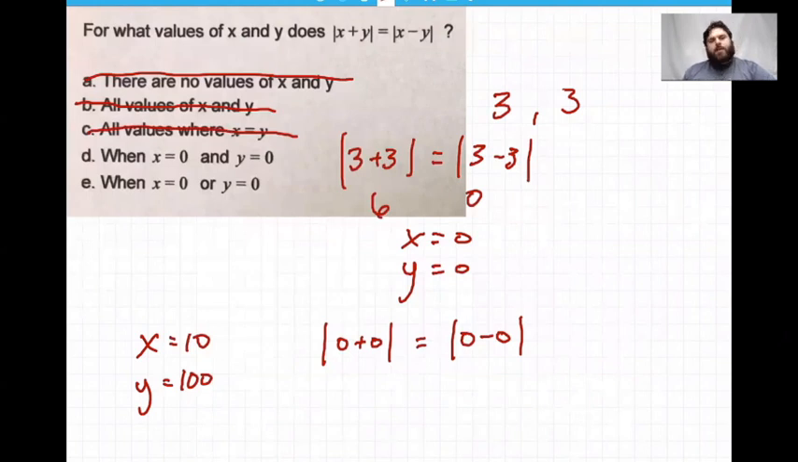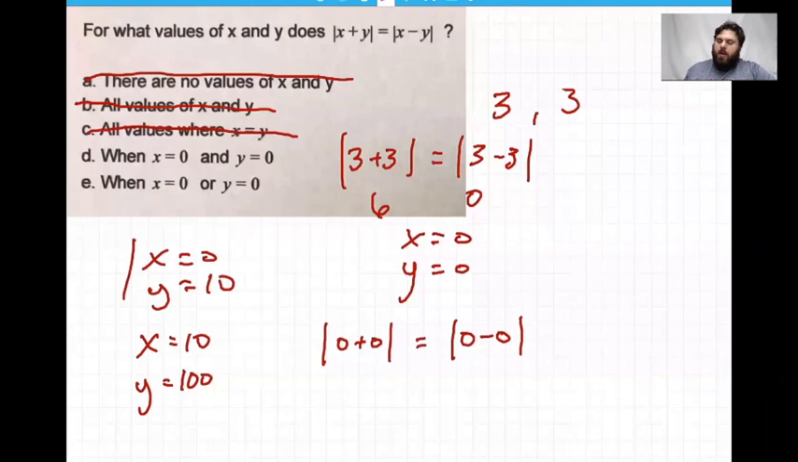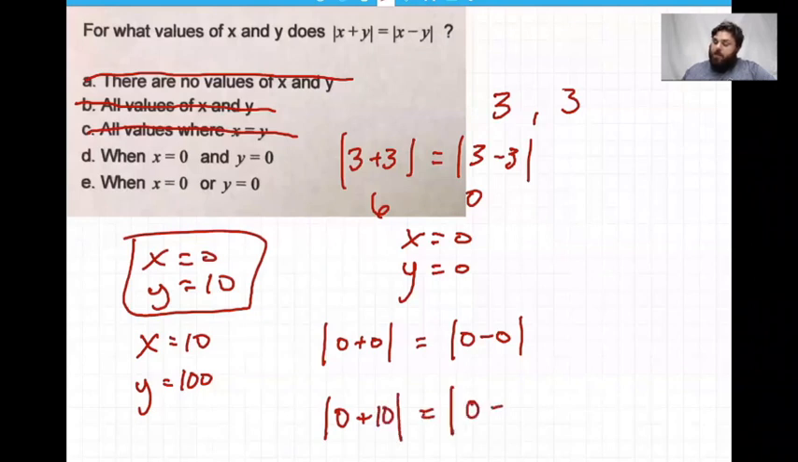Now D says when x is equal to 0 and y is equal to 0. Okay, that's true, but is it possible that E is the answer, when x is equal to 0 or y is equal to 0? So that's saying x is equal to 0 and y is equal to another number. Okay, let's try something like this. When x is 0, we get the absolute value of 0 plus 10. And what we're claiming is that maybe that equals 0 minus 10. Okay, I'm plugging in y equals 10 and x equals 0. Well, that works. The absolute value of 10 is equal to the absolute value of negative 10. So in that case, as long as x is 0, y can be anything it wants to be. It'll still work. And if you checked it the other way around, it would work as well.